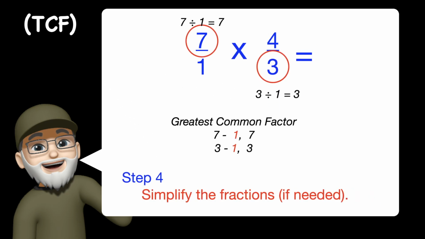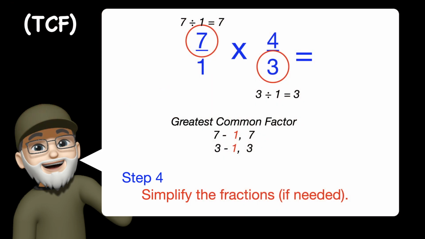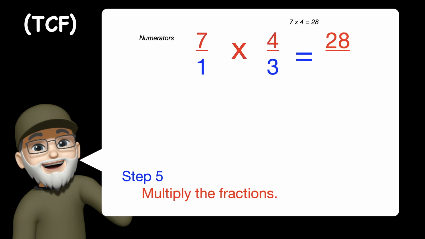Simplify using cross cancellation before we multiply. 7 and 3 will not simplify because it has a greatest common factor of 1, and 1 and 4 also will not simplify. Multiply straight across, numerators 7 times 4 is 28, denominators 1 times 3 is 3, for an answer of 28 over 3.